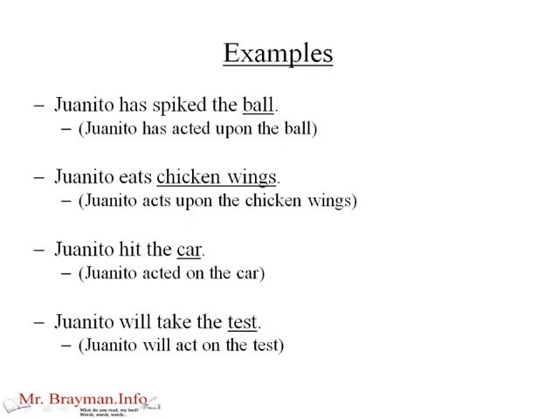Juanito eats chicken wings. So the predicate here is an action verb. It's a transitive verb. Who or what does the eating? That's Juanito. What does he eat? He eats chicken wings. I'm going to call that a single thing. So that's the connection. That's the action. Juanito is acting on those chicken wings. I'm going to try to act on a plate of chicken wings tonight, preferably with some ranch dressing.